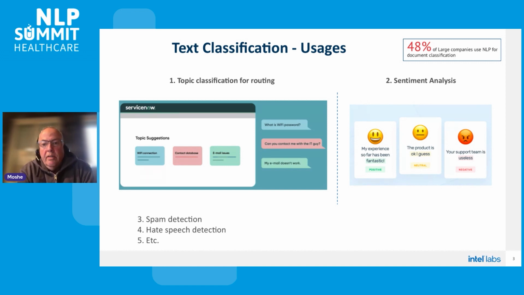According to Gradient Flow, 48% of large companies are using NLP for text classification. So this is one of the most popular NLP tasks in production.